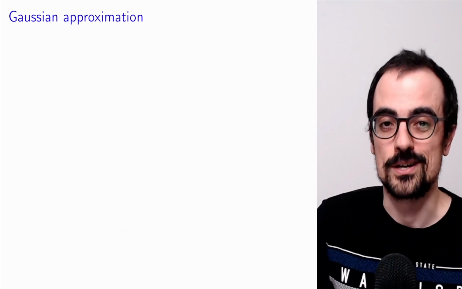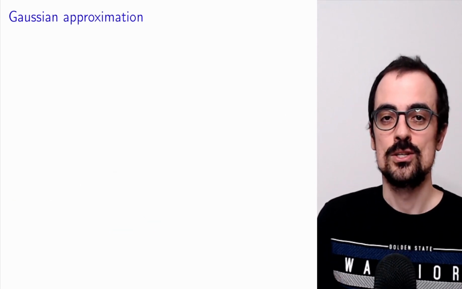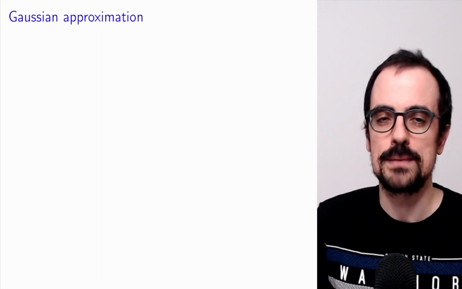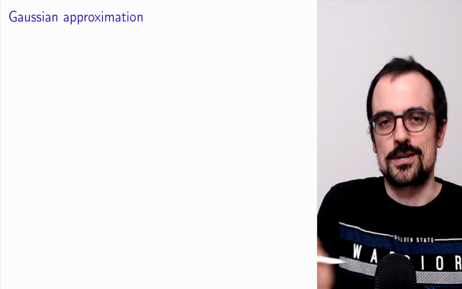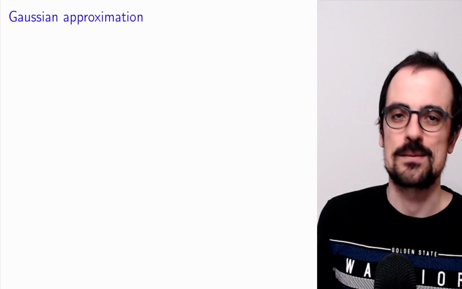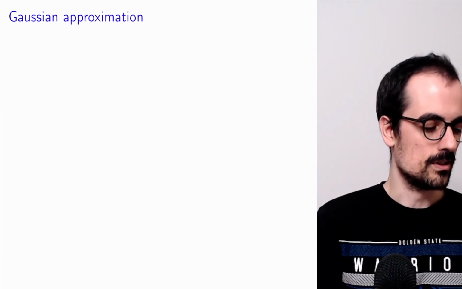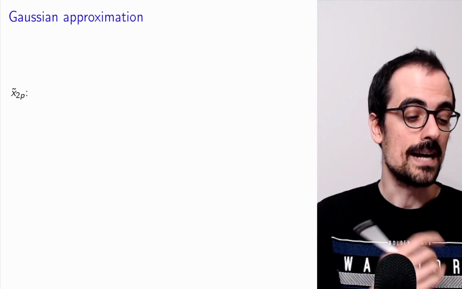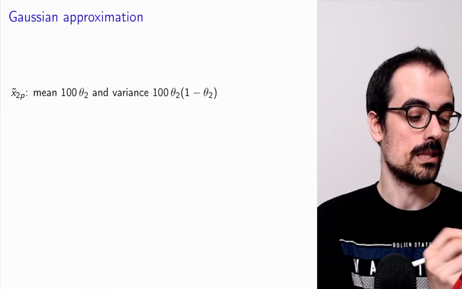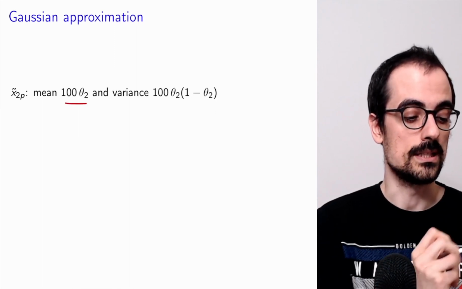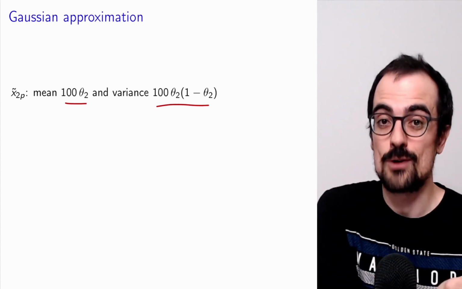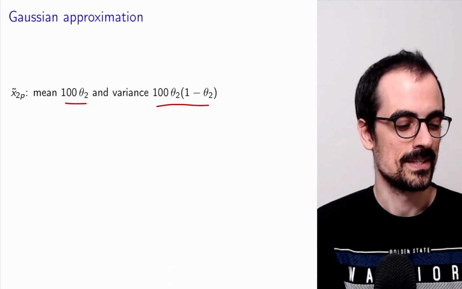Okay, and now it's when we are going to use the Gaussian approximation to make our life easy. We could compute everything exactly, but it would be quite painful. I mean, with a computer maybe less, but we're going to see that the Gaussian approximation allows us to do this very quickly. Okay, so the number of 2-pointers that we make is binomial with mean 100 theta 2 and variance 100 theta 2 times 1 minus theta 2. So our approximation is that it's going to be a Gaussian with that mean and that variance.